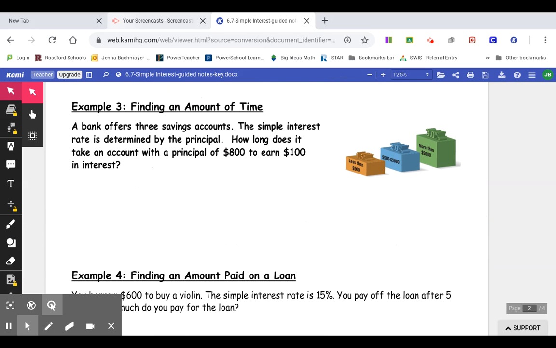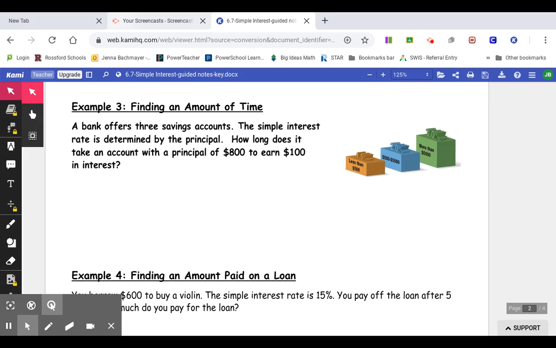Okay, let's look at example 3. We are finding an amount of time. So a bank offers 3 savings accounts. The simple interest rate is determined by the principal. How long does it take an account with a principal of $800 to earn $100 in interest?